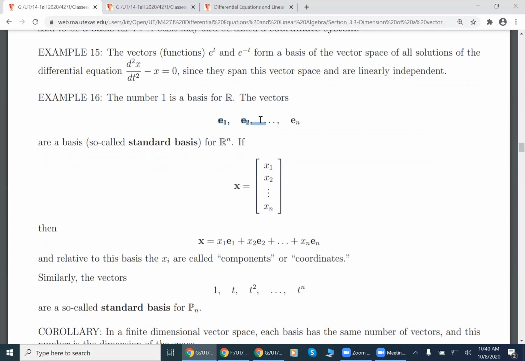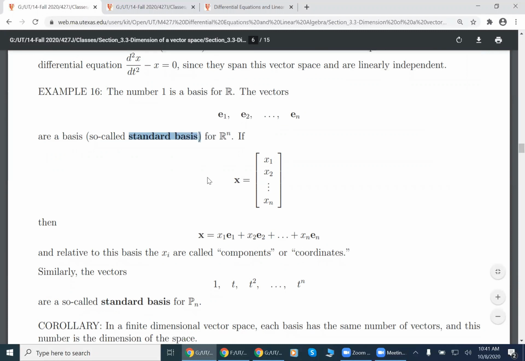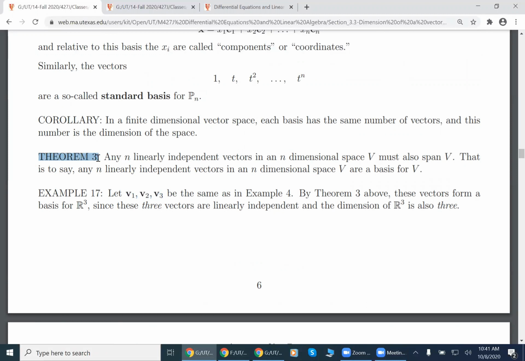E1, E2, E3 is one out of infinitely many bases. We call it the standard basis. But there are infinitely many other bases. For example, this basis, because we have three linearly independent vectors. This is a basis by Theorem 3, which is a highly non-trivial fact once again. Because when we say this is a basis, this means the following: any vector from R3 can be written as their linear combination. You see it? Yeah, I understand now. Thank you.